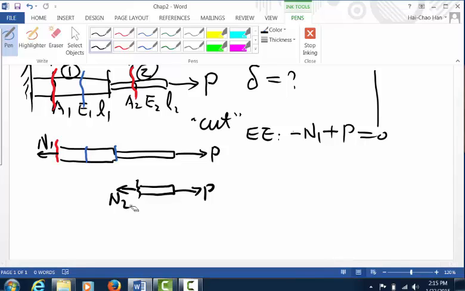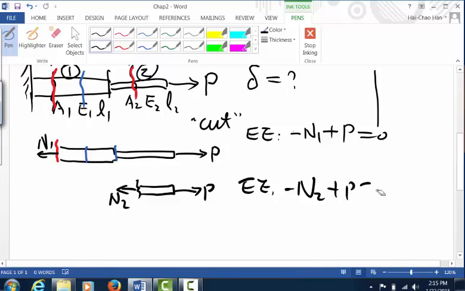Write the equation of equilibrium, and then find out N2. For this one, so easy, right? You can actually skip the next step, but I still recommend you write it down. Just follow the fixed steps. That makes your problem-solving procedure standard and easy, to avoid mistakes. So you do the same. You write the equation of equilibrium, and you have N2 plus P equals 0, and you find out N2.